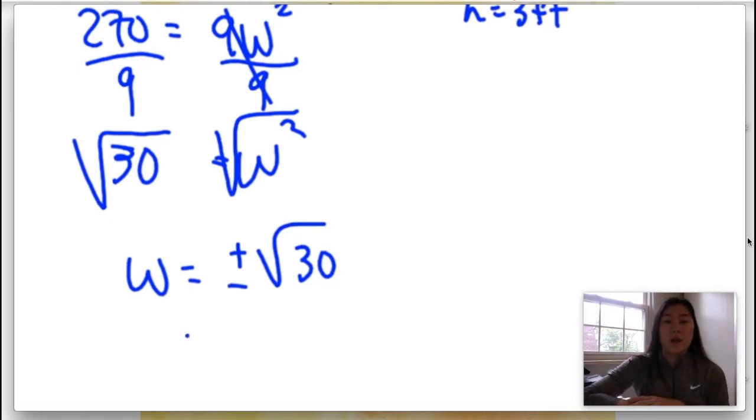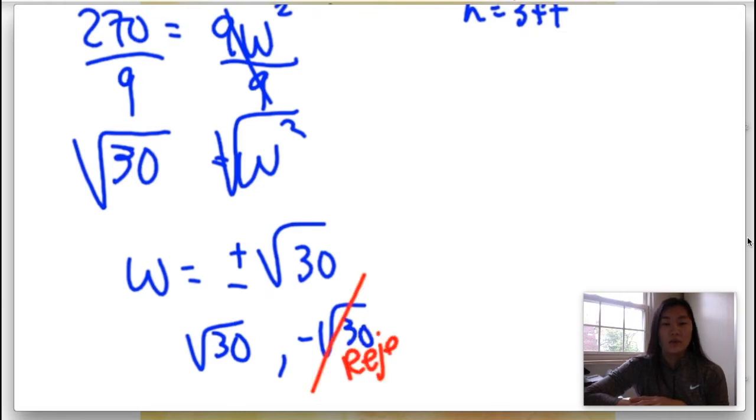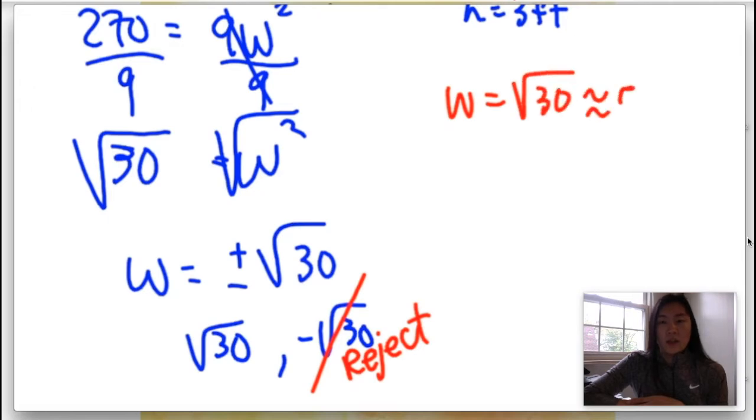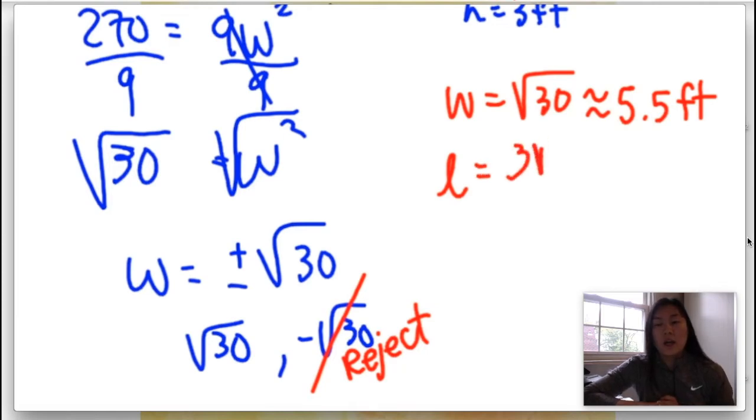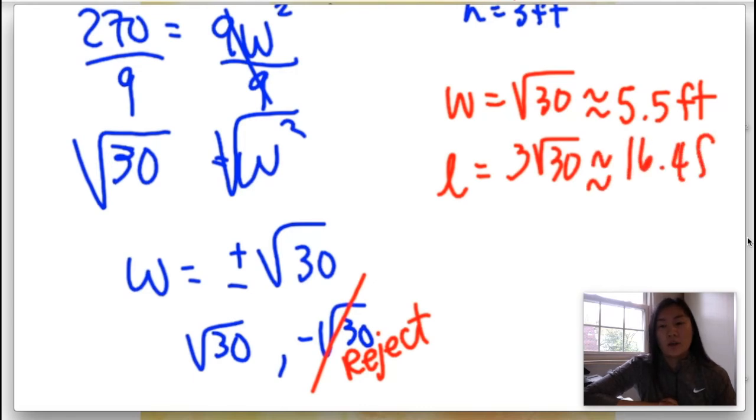So we get positive and negative, but we're going to have to reject one because there's no such thing as negative square root of 30 for length or width. So we're going to reject that. Square root of 30 is the width, and that's approximately 5.5 feet in decimal. And the length, we were told that it's 3 times its width, so we're going to multiply 3 by 5.5, which is about 16.4 feet. And that's all. That answers the question.